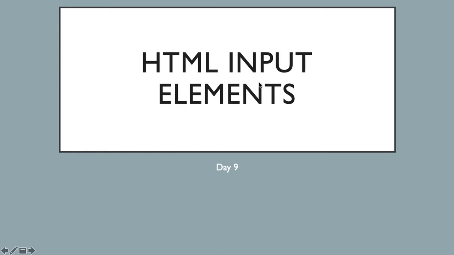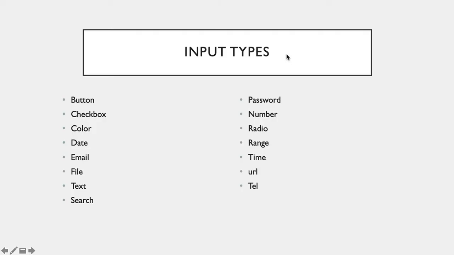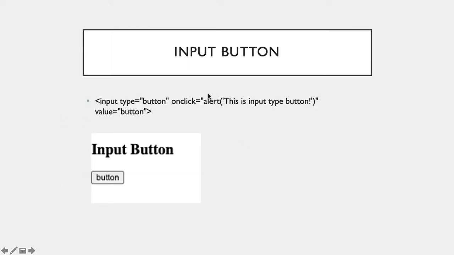In today's topic, I'm going to explain HTML input elements. We generally use these input elements in the form. We have different input types like button, checkbox, color, etc. We will see how these input types can be used in a web page, and we'll create some examples on each and every input type.